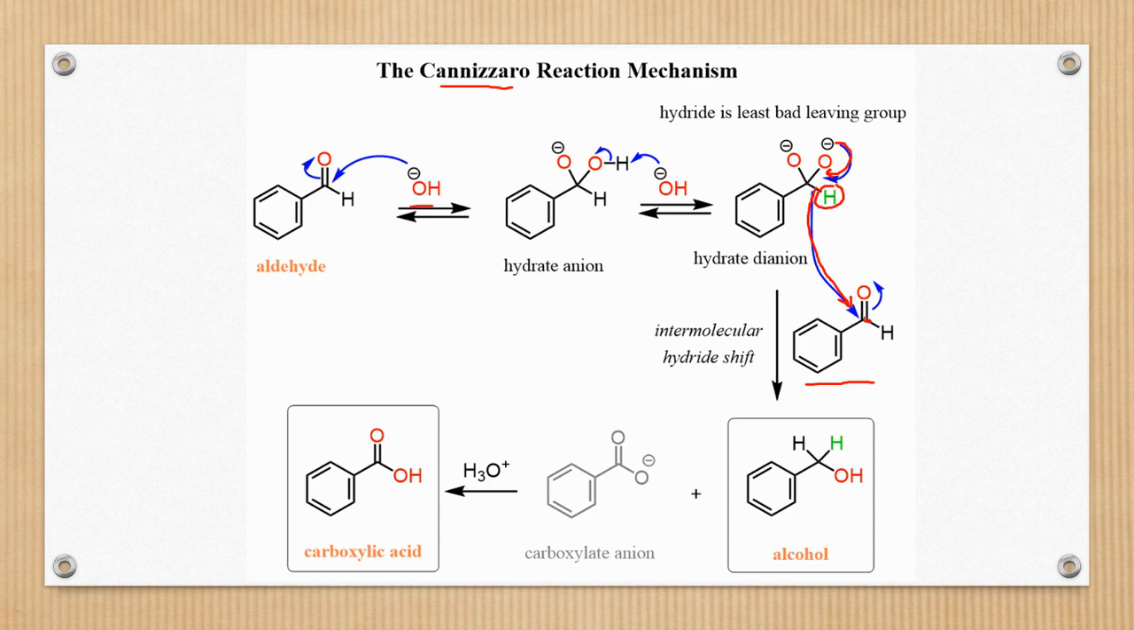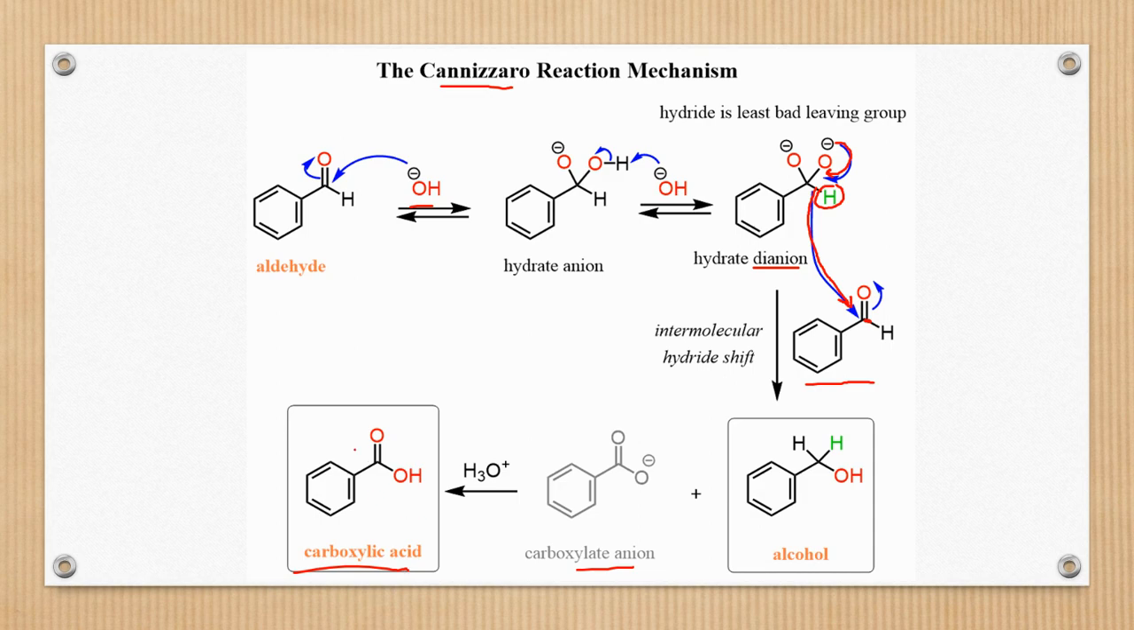And then what will happen? This will generate an alcohol, and the part at the dianion, after coming down, will generate a carboxylate anion which takes up a proton from the system and generates carboxylic acid. So an aldehyde is converted into the corresponding alcohol and the corresponding carboxylic acid. Both compounds are generated, an alcohol and a carboxylic acid, from an aldehyde.